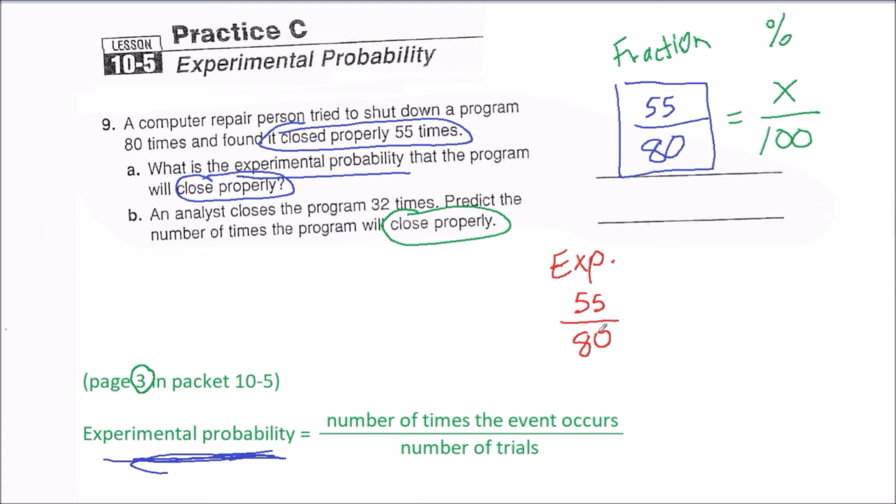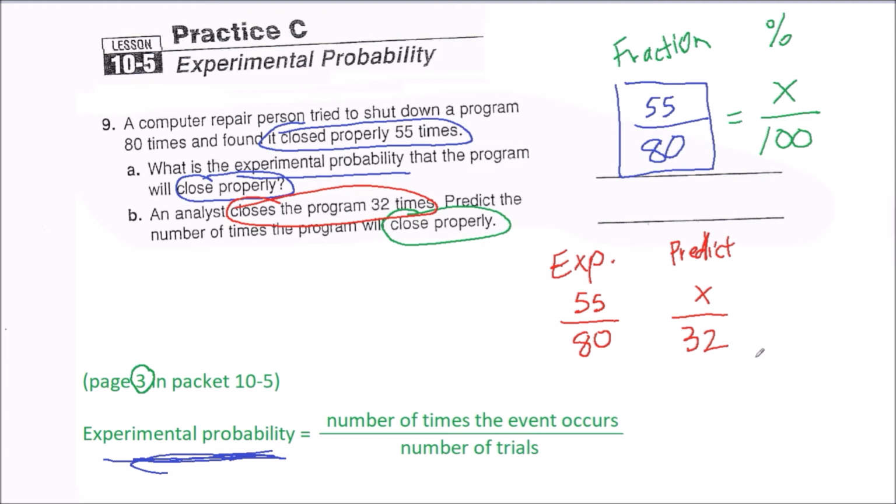And now, let's see here, our prediction here, we don't know how many times it'll close properly. That's what we're going to guess, but it's going to be out of 32 times total. We're going to close the program 32 times. So just like here it was shut down or close the program 80 times, that was our total here. Now we're going to try it 32 times, and we're going to see what's going to happen here.